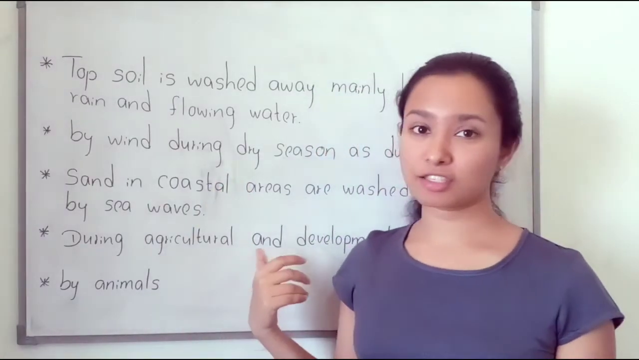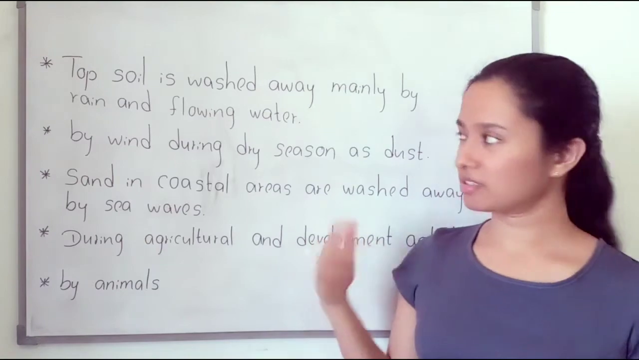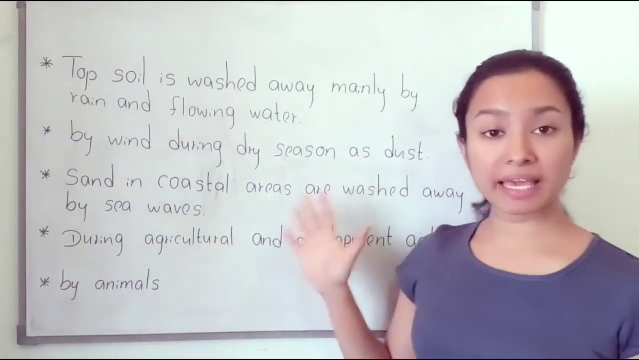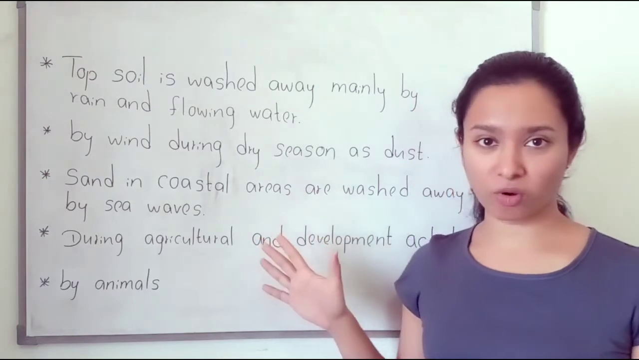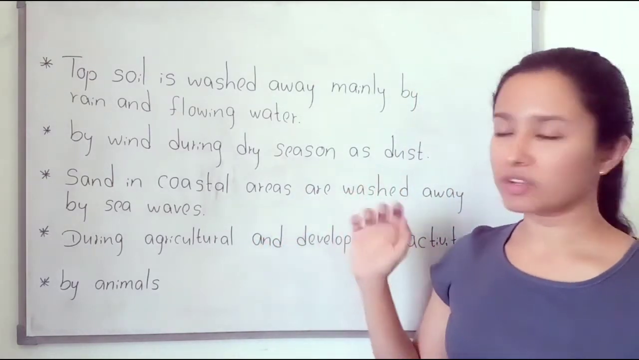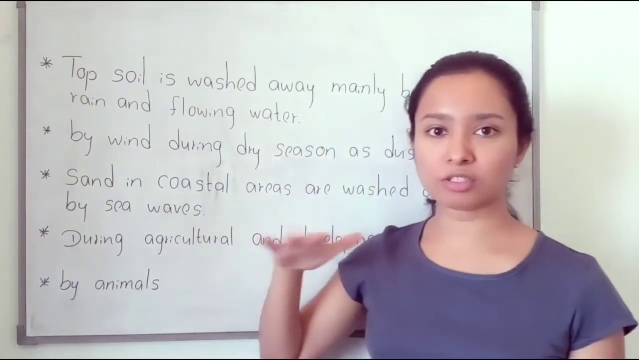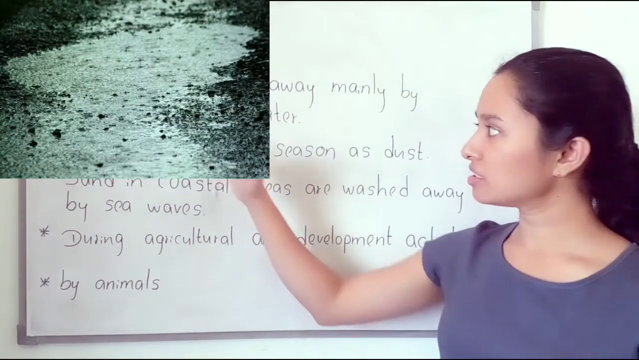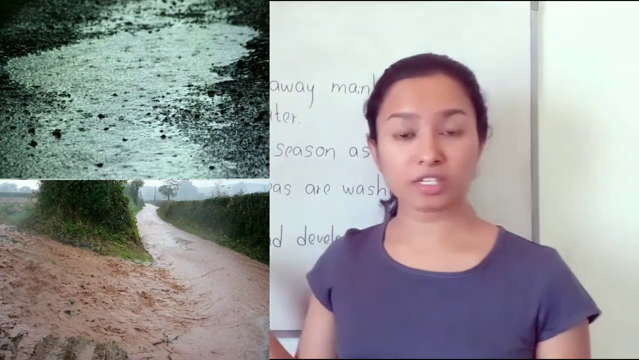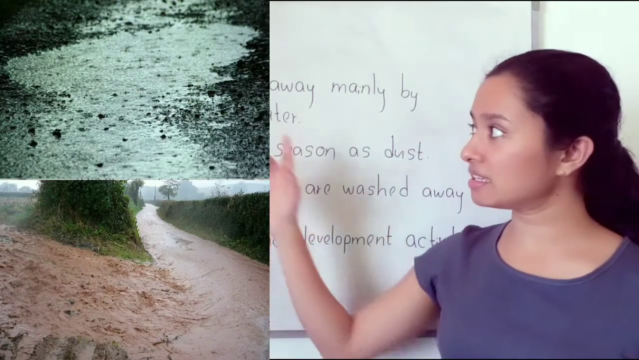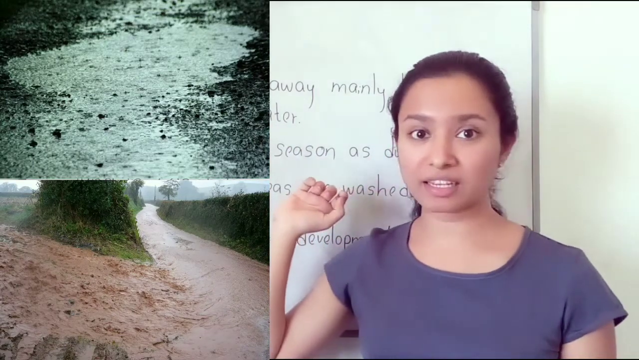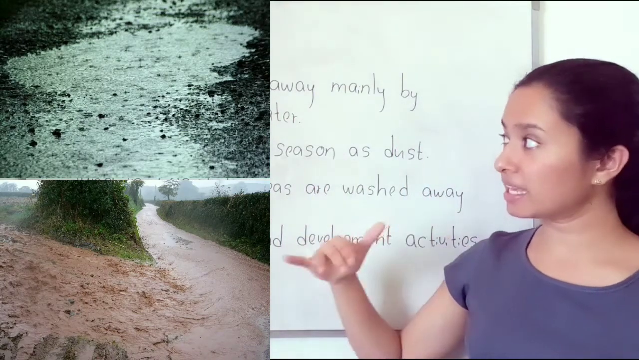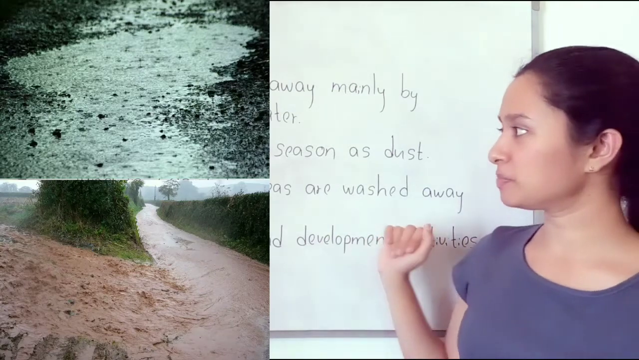These are the reasons for soil erosion. The first and main reason is rainfall. Because of the rainfall, the top soil layer is washed away by flowing water. During flooding season, we can see this type of soil erosion. The topmost layer is removed because of rain and flowing water.